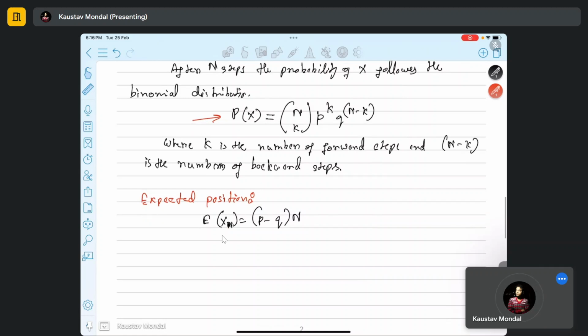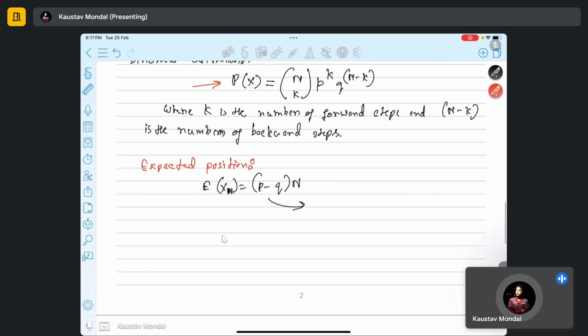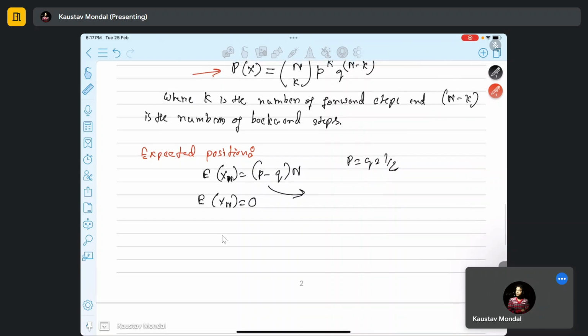After taking n steps, the expected position of the variable should obey this formula, (p minus q) n. So for an unbiased random walk, if p equals q equals half, in that case the expected value will be simply 0. This means that the expected position is nothing but the mean position. For an unbiased random walk, the value will be simply 0.